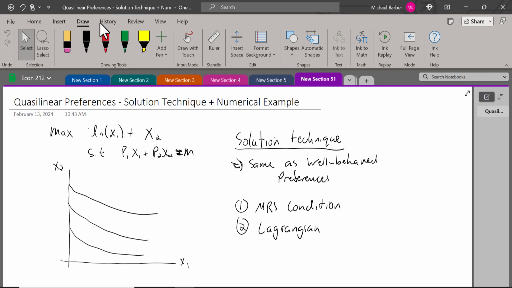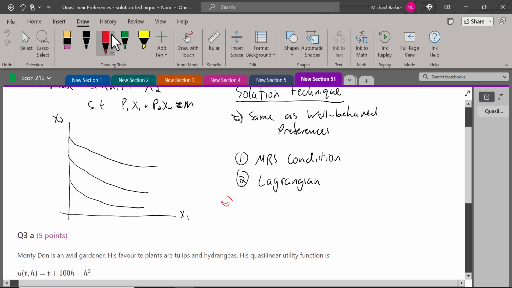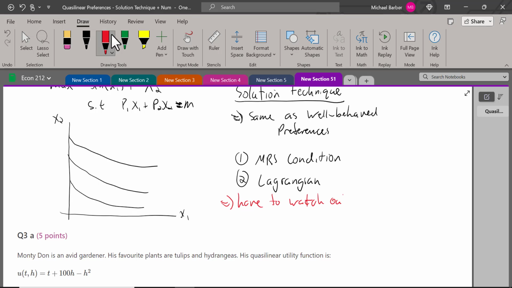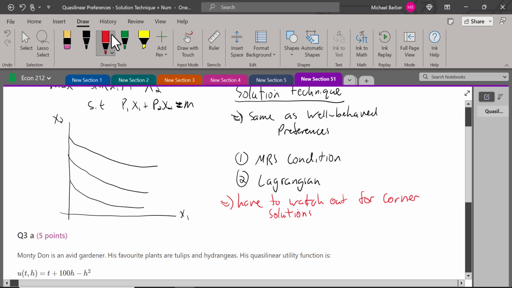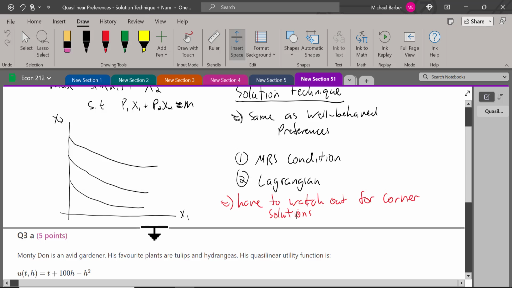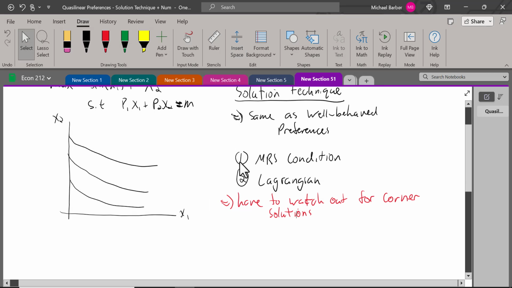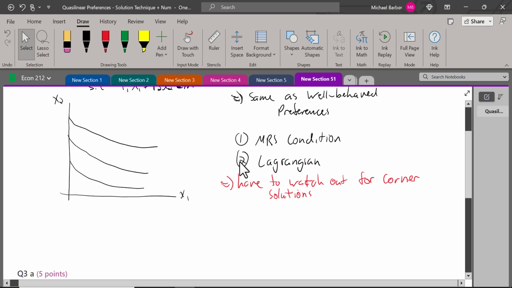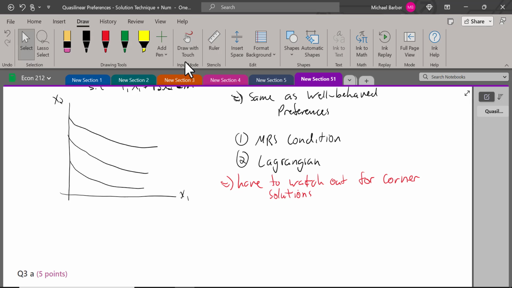The key though is that we just have to be careful about corner solutions. Have to watch out for corner solutions. What I mean by that is all we have to do is use one of these solution techniques, and if you get an answer that doesn't make sense, like you're going to consume a negative amount of one of these two goods, all it means is you consume 0 of that good and spend your whole budget on the other good.